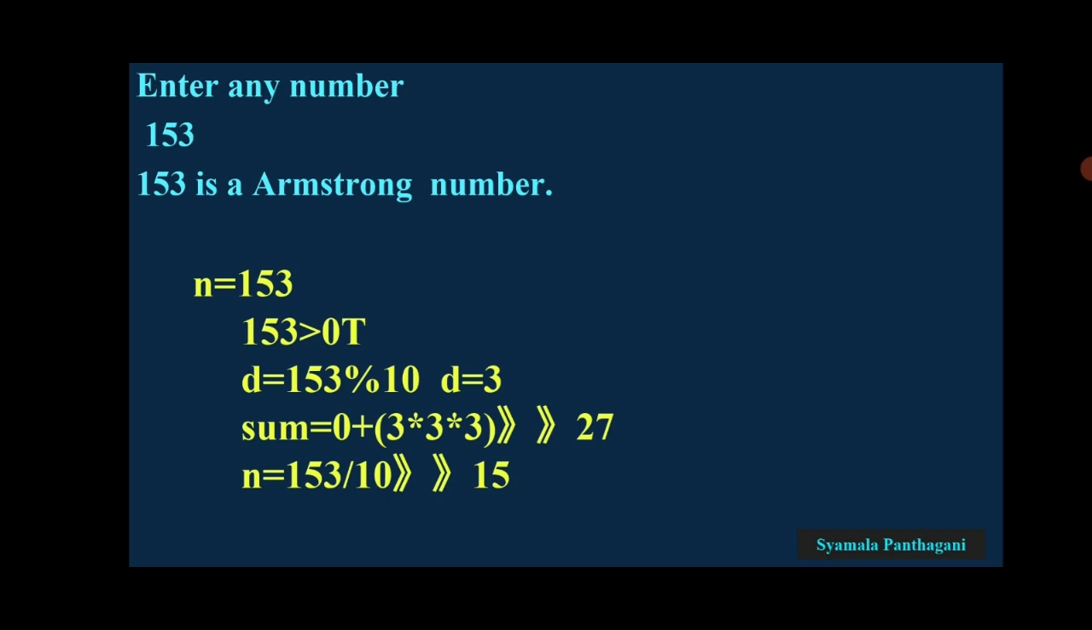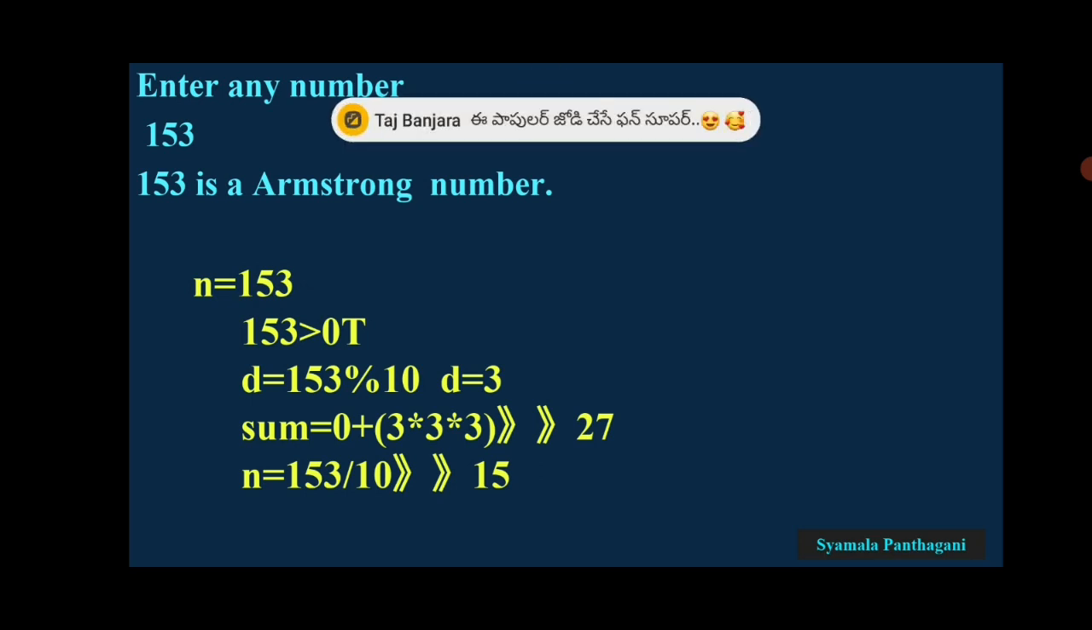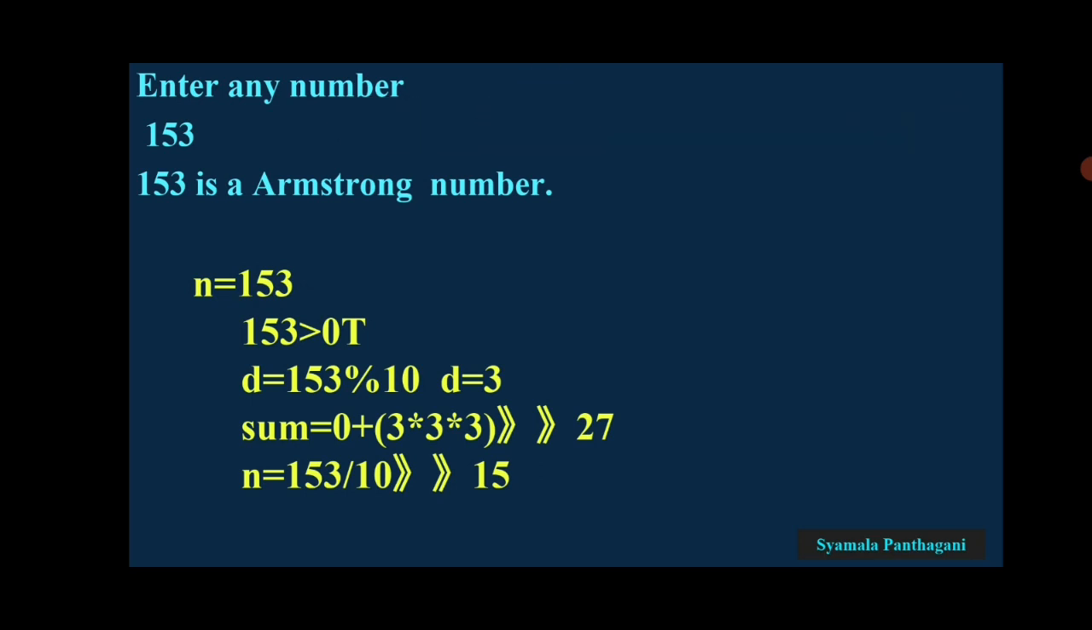Sum is equal to sum plus D into D into D, we have written in the program. What is the initial value of sum? 0. That's why 0 plus 3 into 3 into 3, that is equal to 3 3s are 9, 9 3s are 27. Final value of sum is 27. In the first iteration, the value of sum is 27. Means initial value is 0. Later it becomes 27.